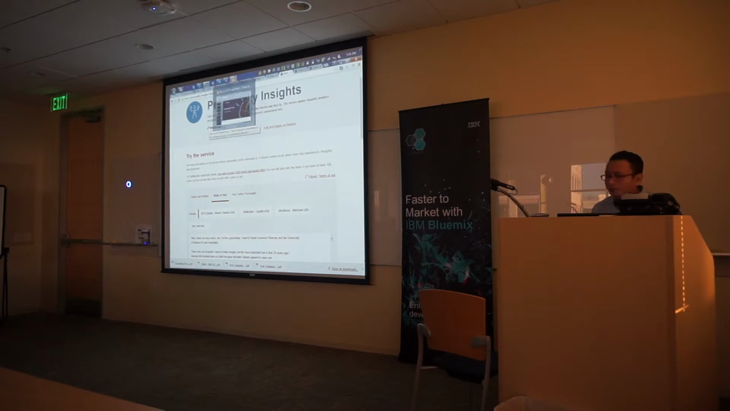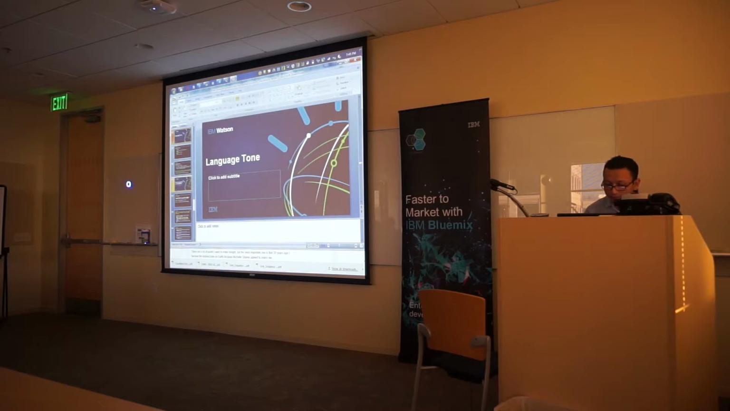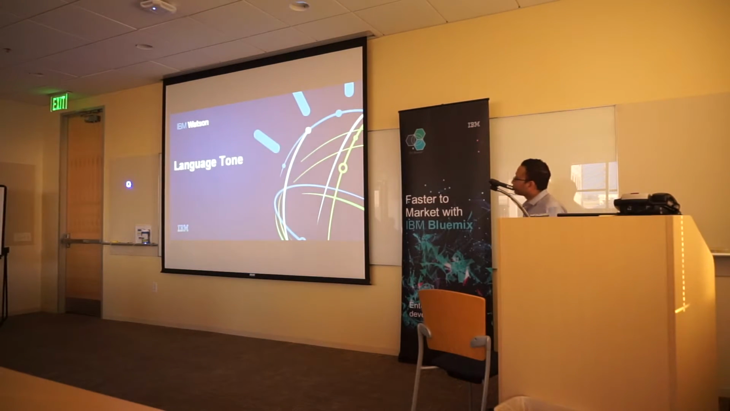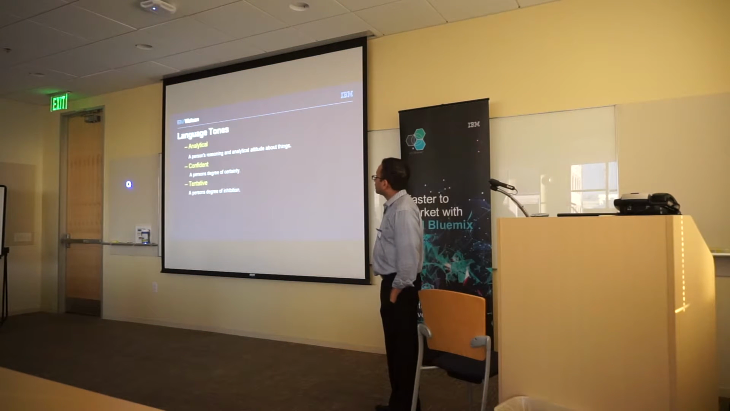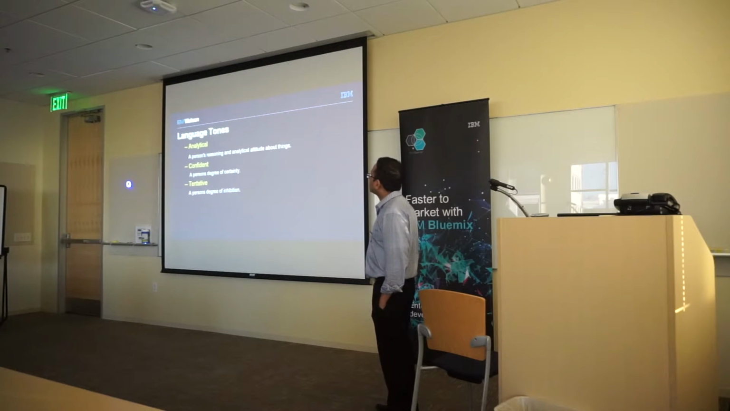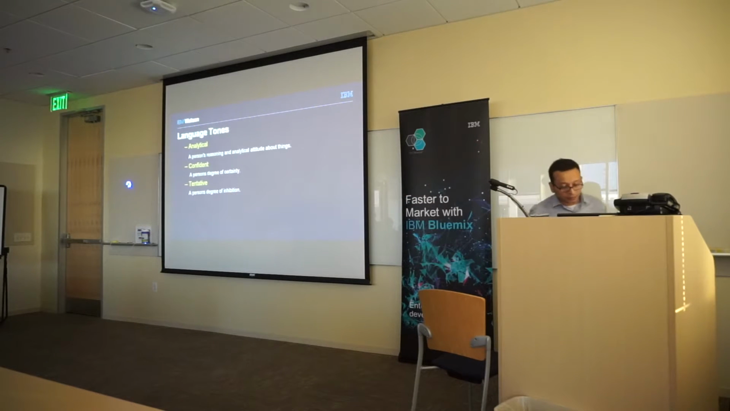Going back, for both Tone Analyzer and Personality Insights, we have documentation where we talk about some of the scientific aspects, which might also be interesting to take a look at. So the last dimension of Tone Analyzer is language tone. There are three types of language tone that we compute: analytical, confident, and tentative. The analytical is a person's reasoning and analytical attitude about different things. Confident is a person's degree of certainty, and tentative is tentativeness. That's pretty intuitive.